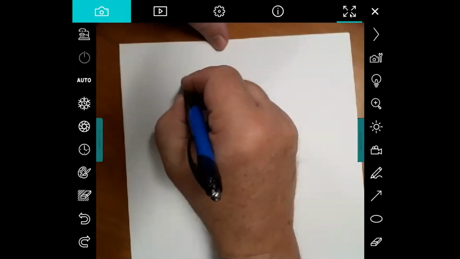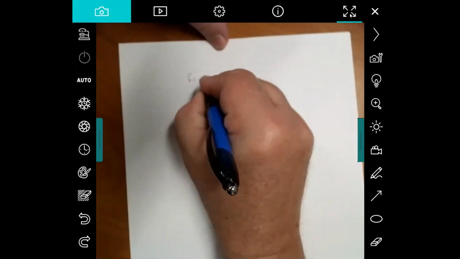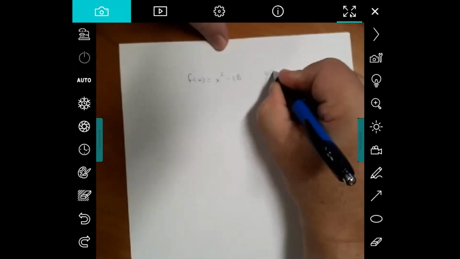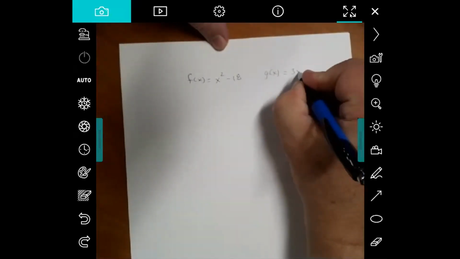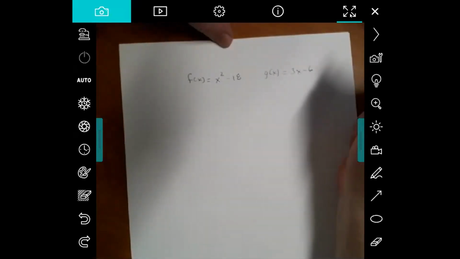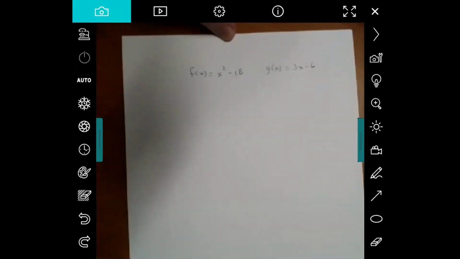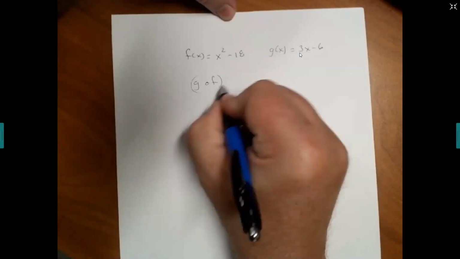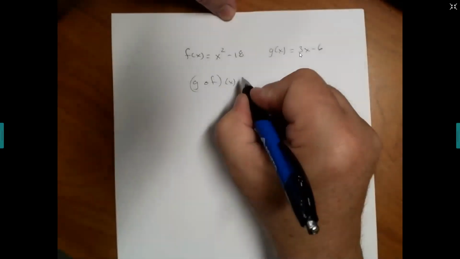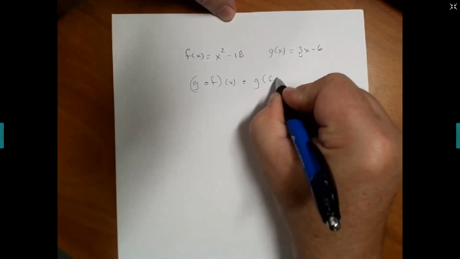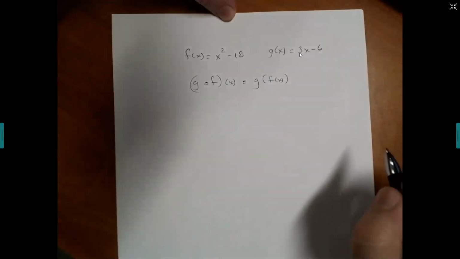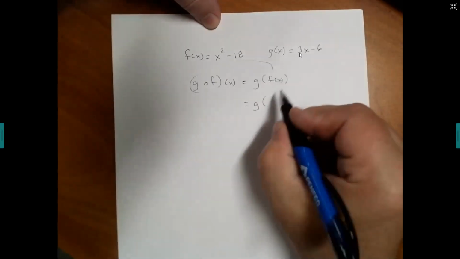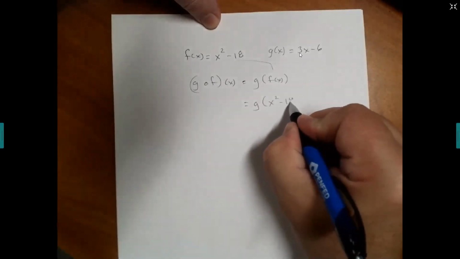So what this says is f of x equals x squared minus 18, g of x equals 3x minus 6. G of f of x is g of f of x. F of x is x squared minus 18.